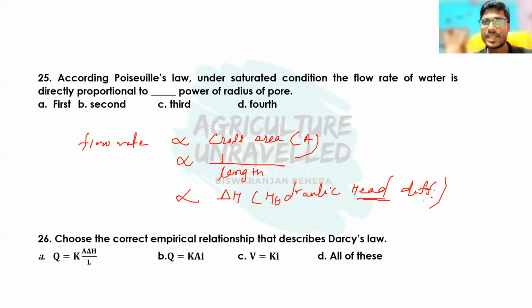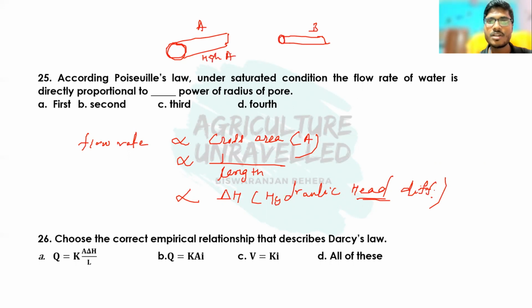I will give some practical example. Okay, suppose we have two pipes, and this is pipe A and this is pipe B. Okay, so here the pipe A has higher cross-sectional area, and the pipe B has lesser cross-sectional area. So here cross-sectional area is higher, and here the cross-sectional area is lower.